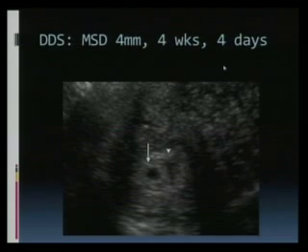Now we come to the double decidual sign. The easy way to remember is double donut sign. So DDS, double donut sign. What does a double donut sign say? It says that there is a cystic lucency with one echogenic rind of tissue and a second echogenic rind of tissue. Anybody in this room who does not see double donuts? Okay, so this is the DDS, the double decidual sign, and this is a very confirmatory sign of intrauterine pregnancy.